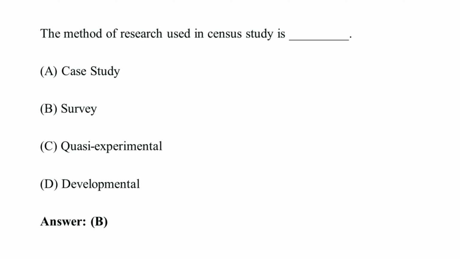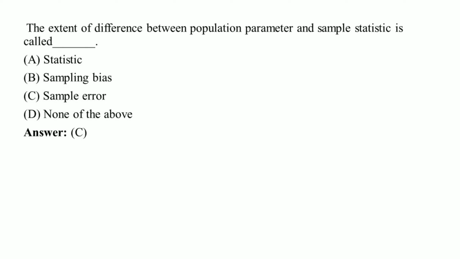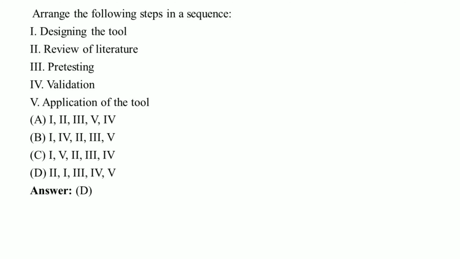Next one, the method of research used in census study is, right answer option B, survey. A researcher with limited understanding of the problem under study adopts, right answer option C, exploratory research, which we discussed in our previous video. Next one, the extent of difference between population parameters and sample statistics is called, right answer option C, sample error.